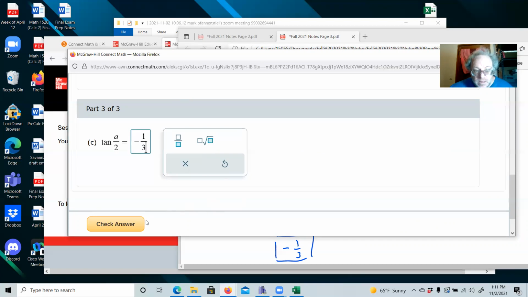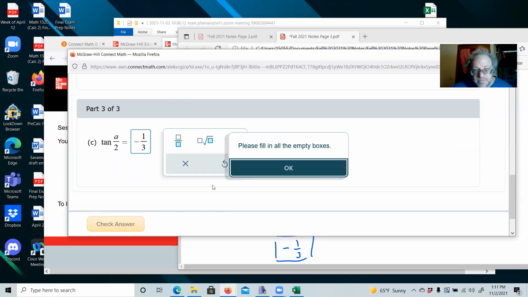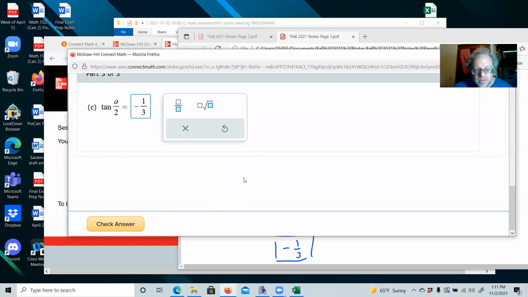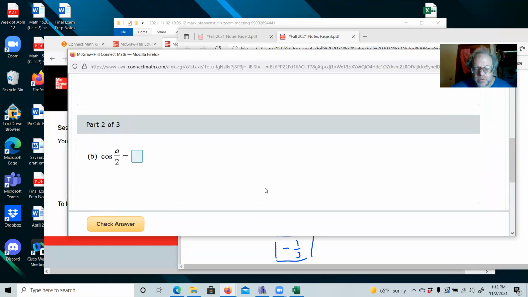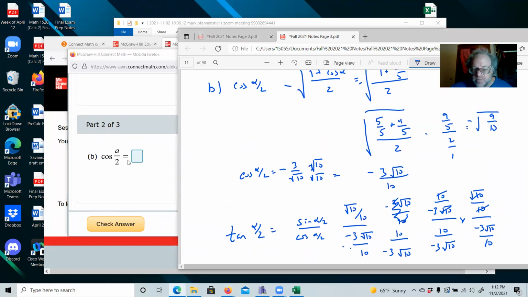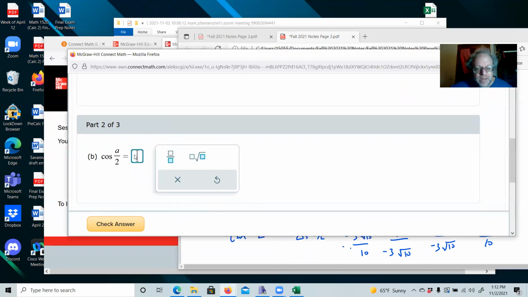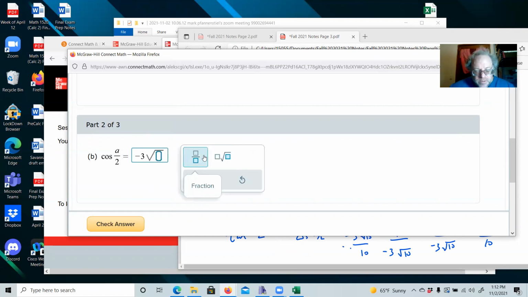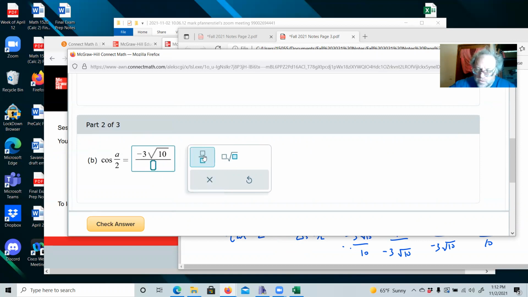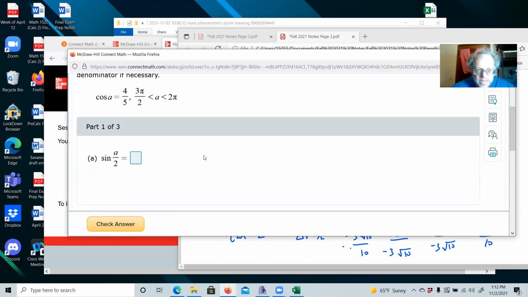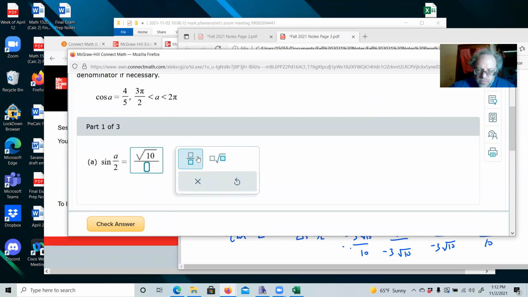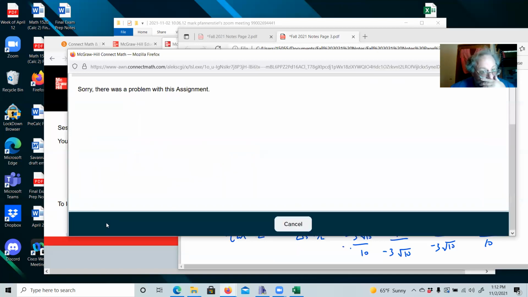So let's see, fingers crossed. Oh, please fill in all the empty boxes. I should have done that. Cosine was negative 3 root 10 over 10, and sine was root 10 over 10. That should be better.